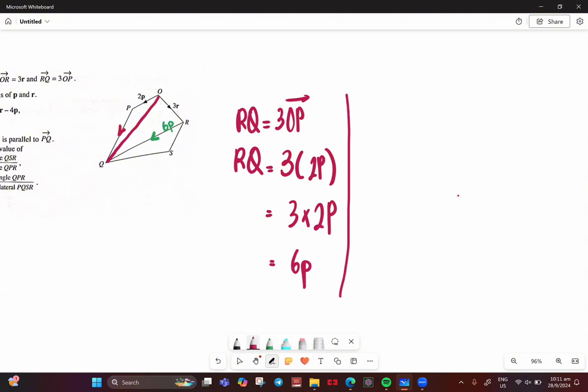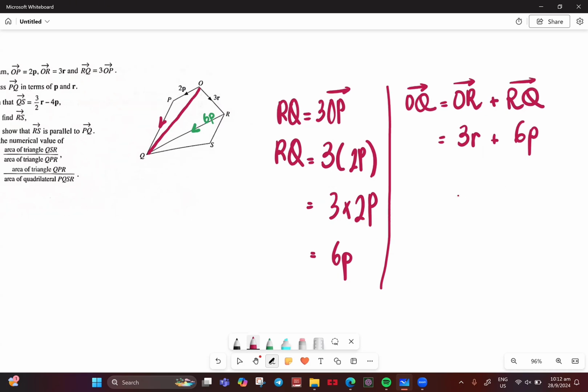So in this situation, to find OQ, I need to do OR plus RQ. I know what OR is. Is it in the same direction? Yes. So that gives me 3R. RQ basically gets me 6P. Can you combine them together? Cannot. So that's the reason why your OQ, which is this direction over here, has to be 3R plus 6P. So that is your next step.